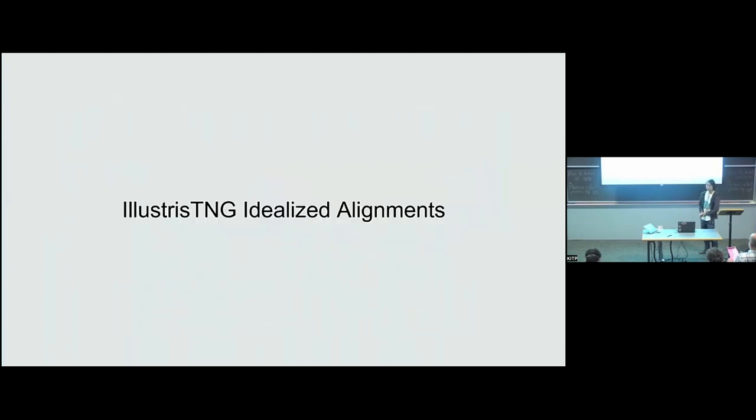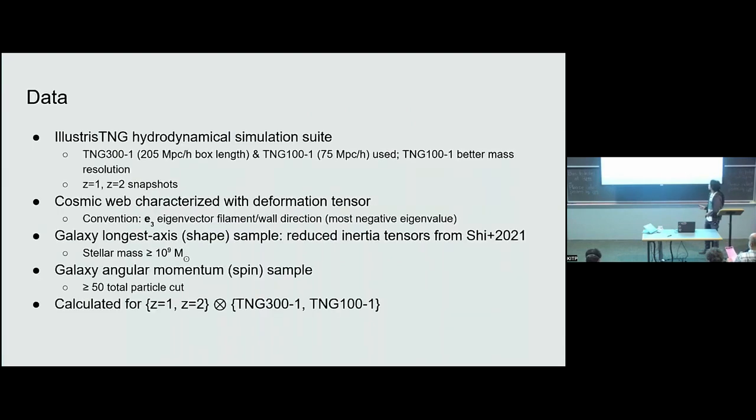So next up, I'm going to be outlining the results for alignment we found by looking at the IllustrisTNG simulations. So just going over the data, we used the IllustrisTNG hydrodynamical simulation suite. We used the run which had a 200 Mpc/h box length, and a better mass resolution run to check the consistency of this signal with regards to the resolution of the simulation. For both of these, we looked at the snapshots at redshift 1 and redshift 2.